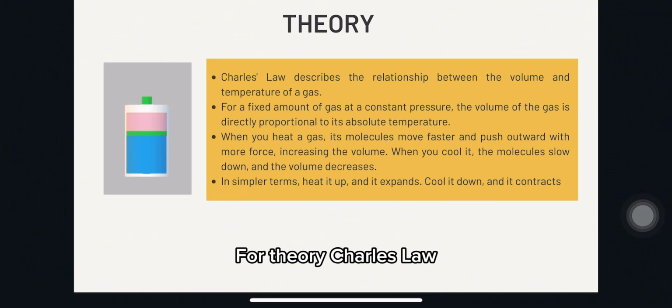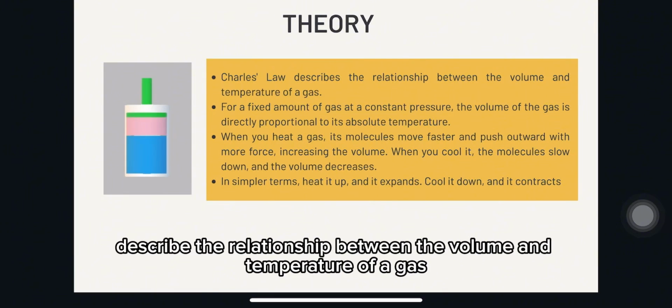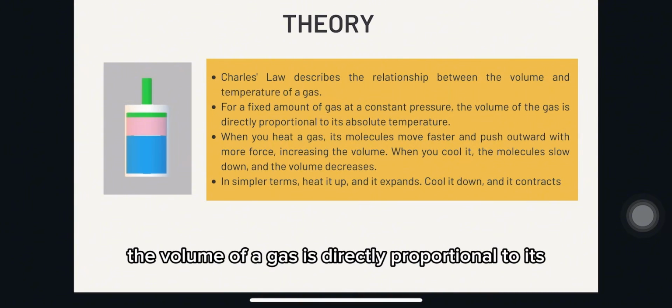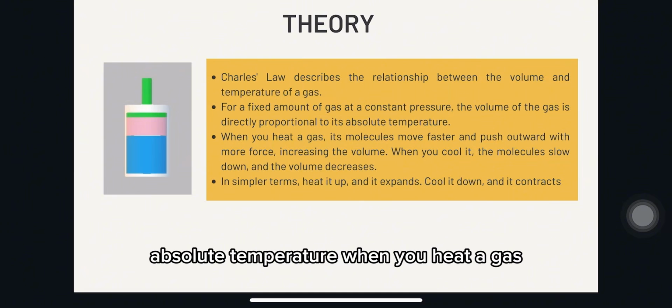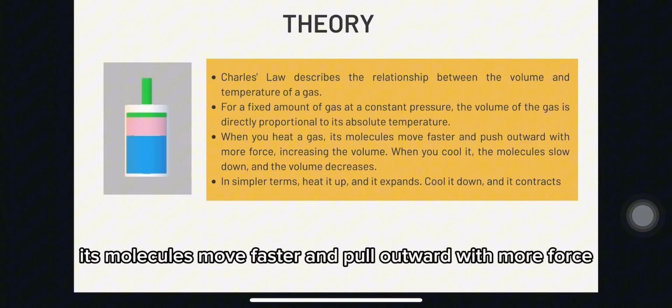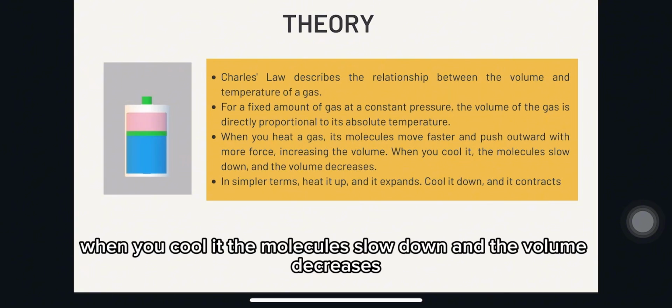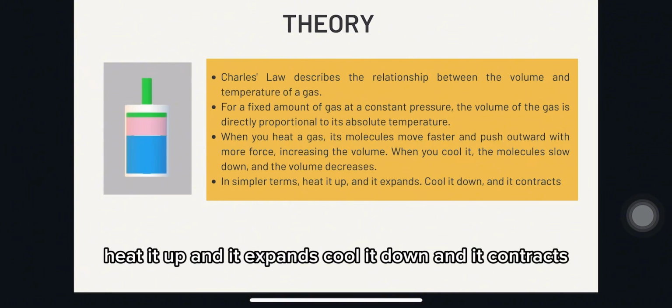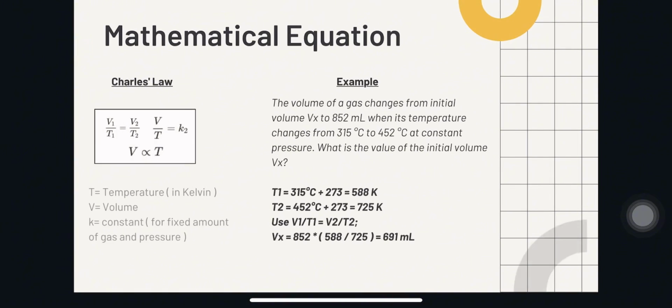For theory, Jacques' law describes the relationship between the volume and temperature of a gas. For a fixed amount of a gas at a constant pressure, the volume of a gas is directly proportional to its absolute temperature. When you heat a gas, its molecules move faster and push outward with more force, increasing the volume. When you cool it, the molecules slow down and the volume decreases. In simpler terms, heat it up and it expands, cool it down and it contracts.